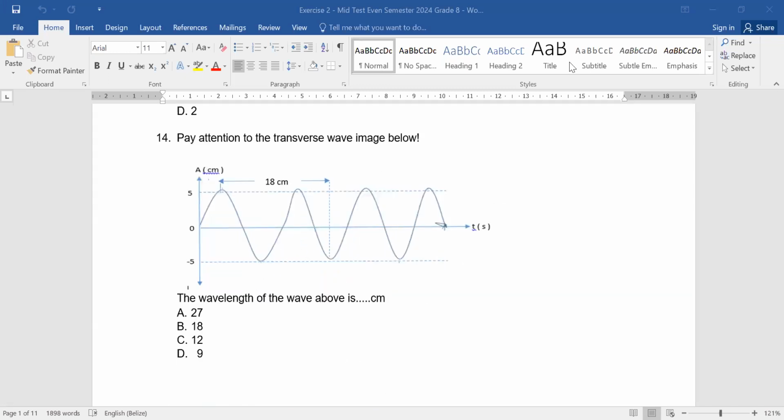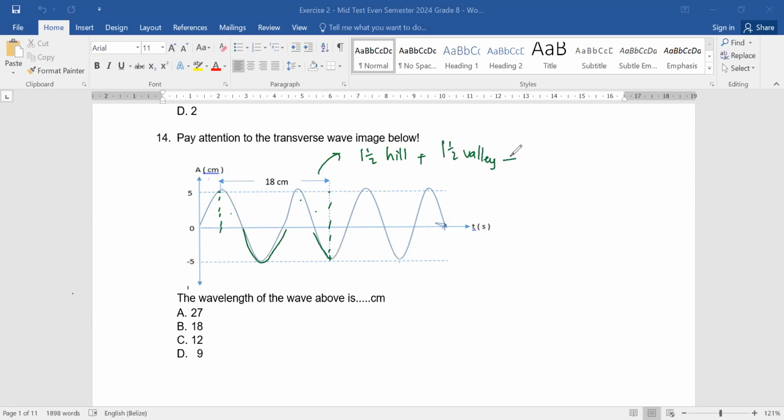Okay, the next one, question number 14. You are given the transverse wave, right? And then you need to find out what is the wavelength of the wave above. So as you know, we can draw this. It has 1.5 hill and then 1.5 valley, right? So 1.5 valley.